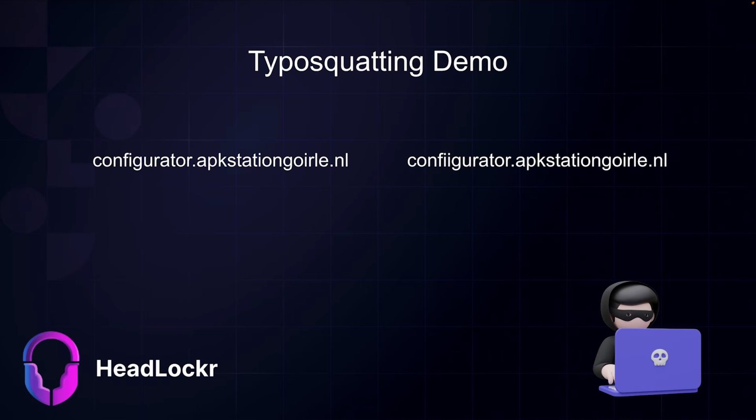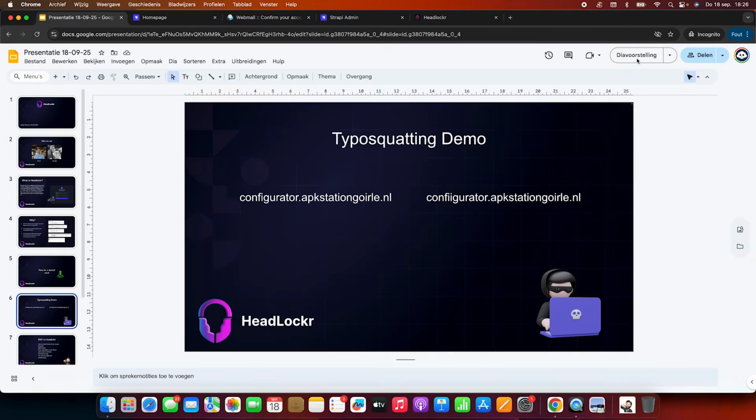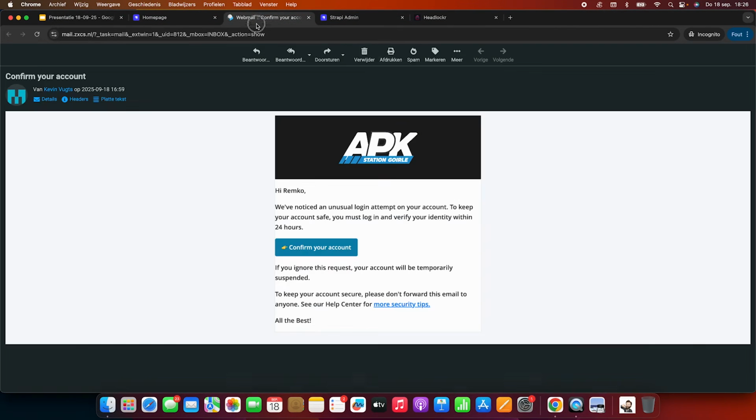But it's mostly combined with a social engineering attack, like an email. So for example, you can show the email. Yes. I got a really nice email from my friend Kevin over here. Imagine Remco was in the smart store and he got this email. Hey man, we noticed an unusual login attempt on your account. To keep your account safe, you must log in and verify your... It's very obvious, right? But this is how it works. We can make it in the Strapi style, whatever.